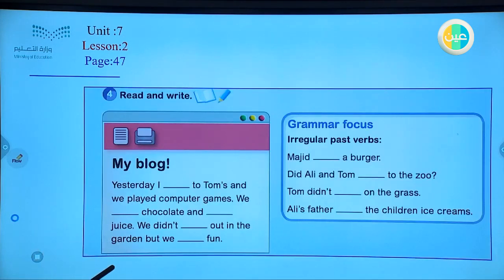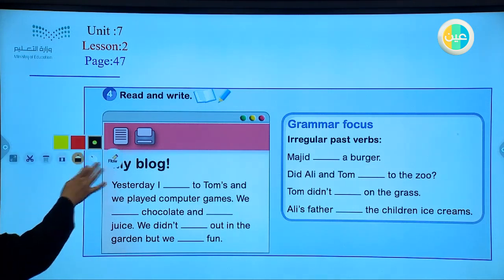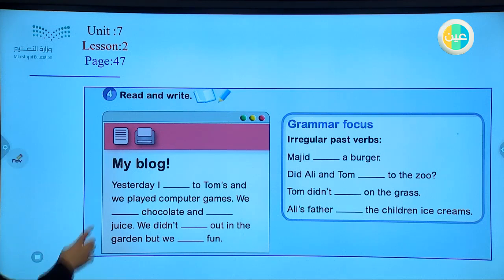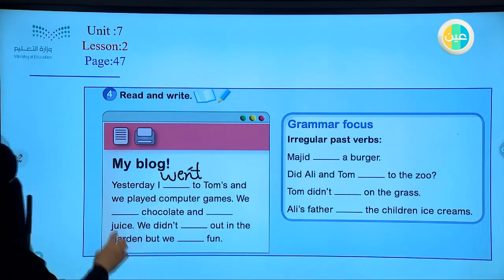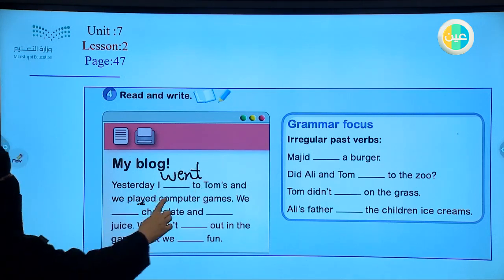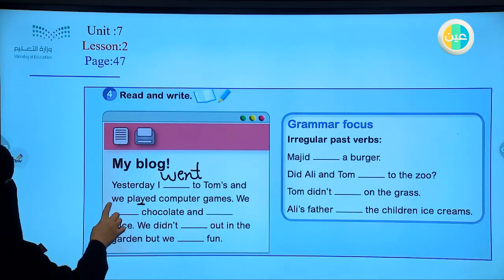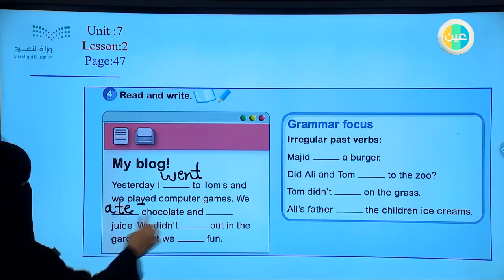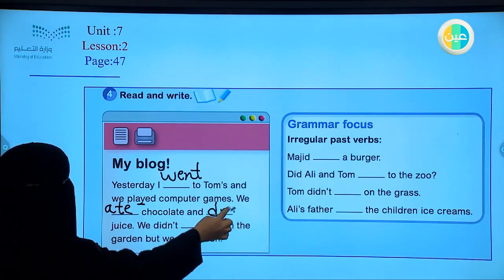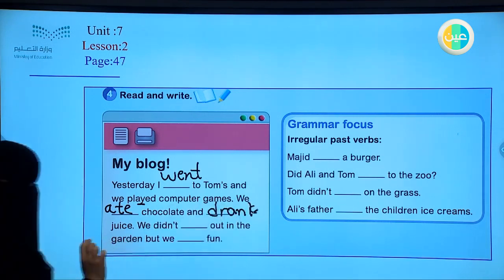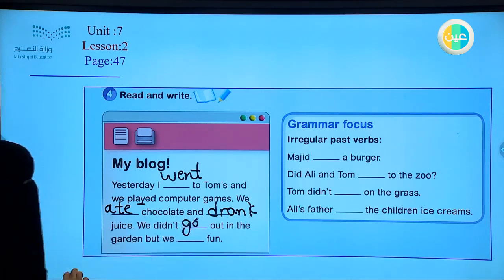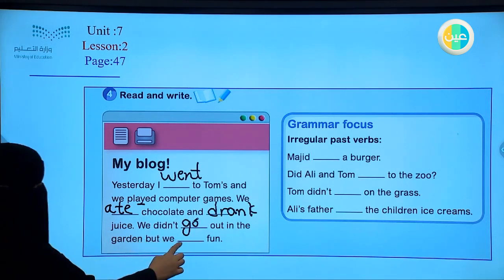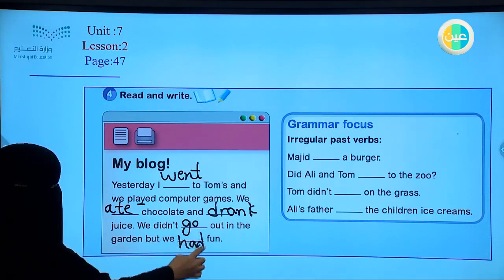Okay, here. Let's do this together. Yesterday, I went to Tom's. We played computer games, we ate or had chocolate and juice. What about juice? Drank. You have to know all these verbs in past. We didn't. Did. So I use the base form, go. Okay? But we had fun.